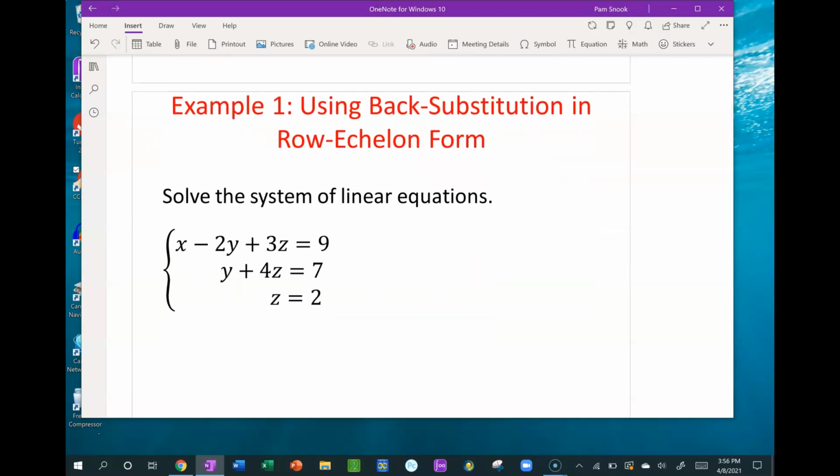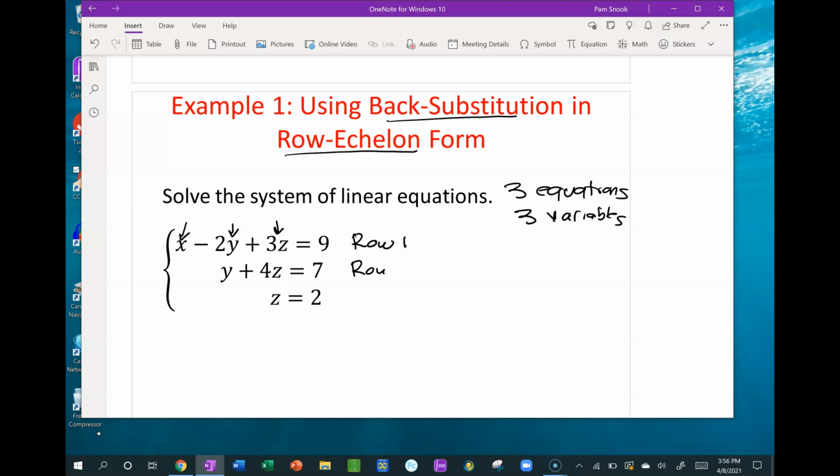So first up, we're going to do what's called back substitution in row echelon form. So row echelon form looks like this system of equations we have here. We've got three equations and three variables. And if you notice the first row, which I'm going to call row one, it has an x, a y, and a z. So it's got all three.